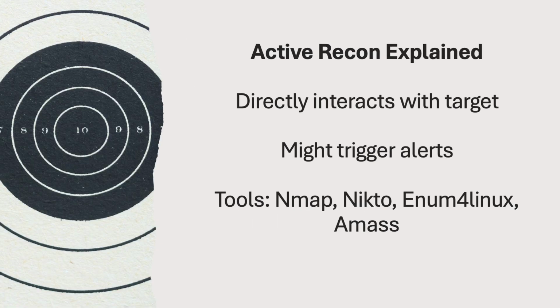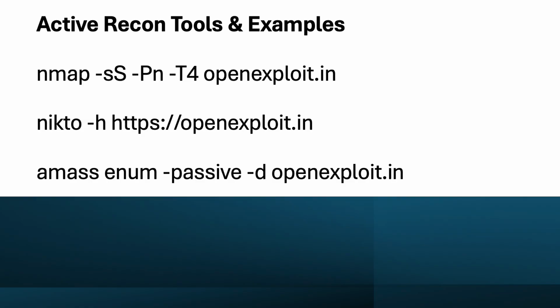Now let's talk about active recon. Here we interact directly with the target, so there's a risk of being detected. First up is port scanning using tools like Nmap. This shows open ports and running services, like if they have SSH, HTTP, or database exposed. Next, we do service enumeration. We can use Nmap scripts, Nikto, or enum4linux.